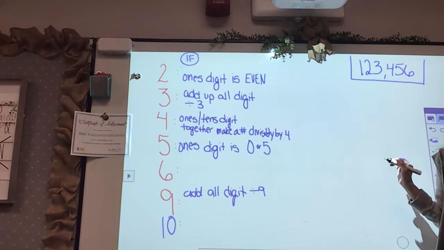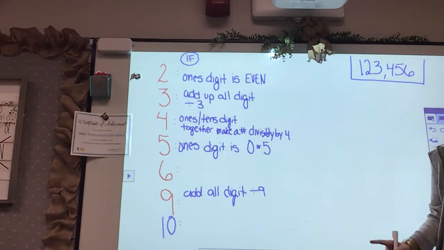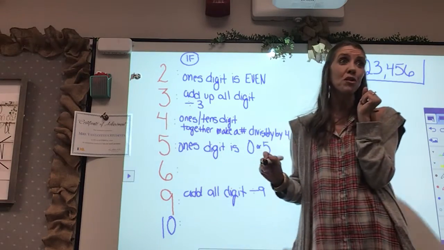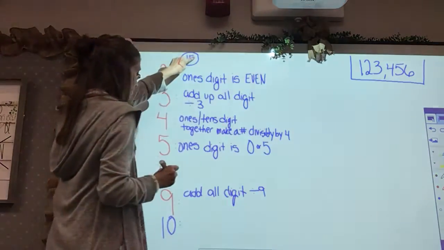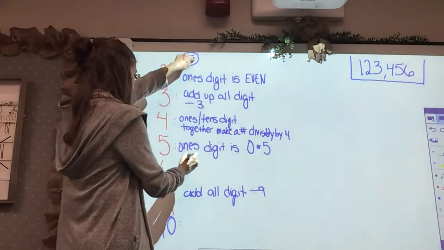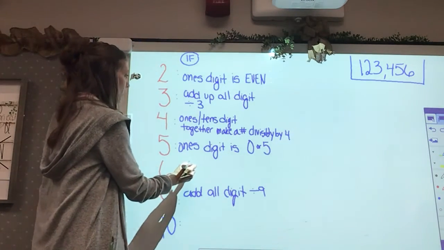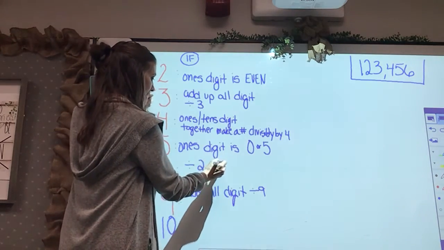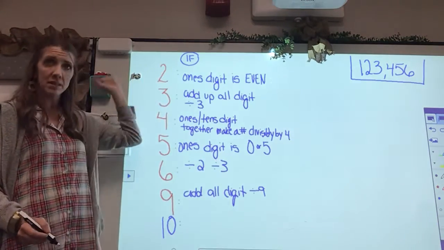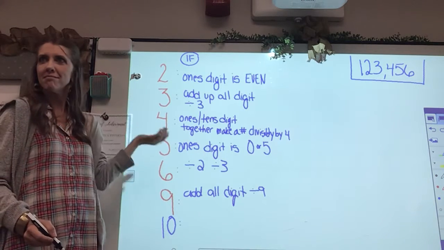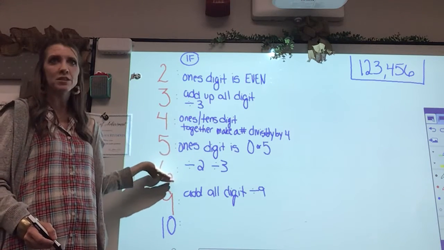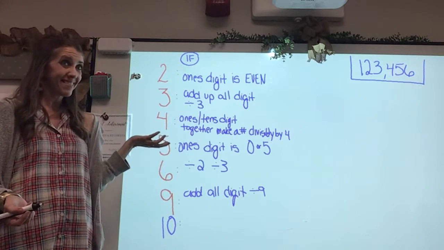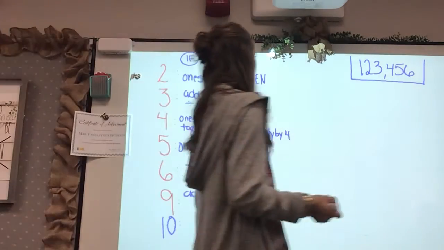So hang tight, because this last rule, number 6, really isn't a rule. Number 6 says if the number was divisible by 2 and 3. All right, so if you went through these and said, yep, it's divisible by 2 and divisible by 3, then automatically it is divisible by 6. So it's not really an extra step that you have to do. Got it? Pretty easy. So let's try a few.